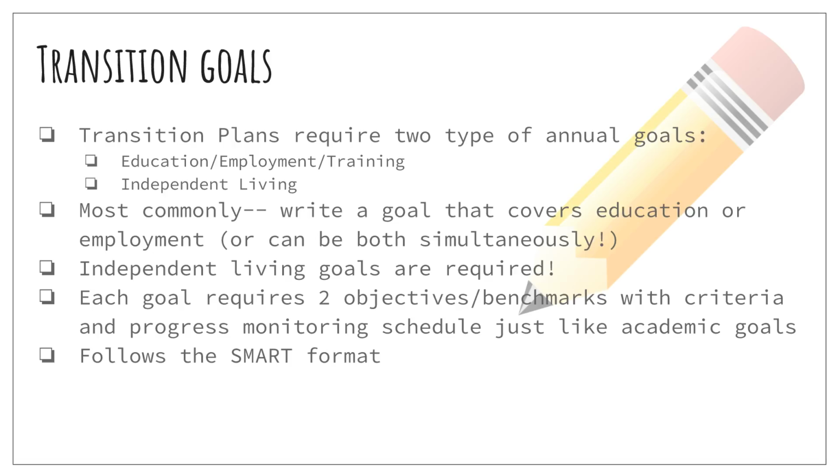Each goal requires two objectives or benchmarks with criteria and progress monitoring scheduled just like academic goals. You should at least do two, although more is suggested if it's appropriate for the goal. You will at least have an education or employment goal, and definitely will have independent living, with the two objectives to follow each. These goals should also follow the SMART format like you would in an academic annual goal.